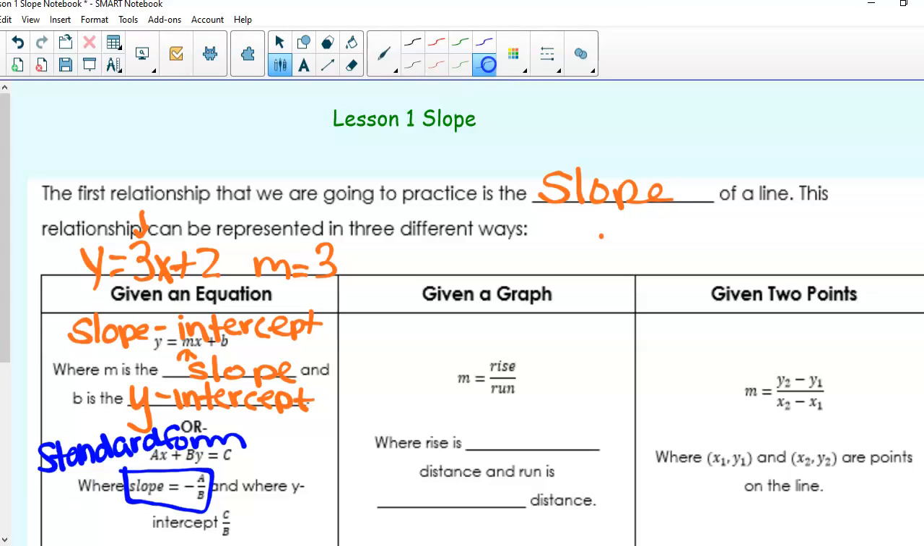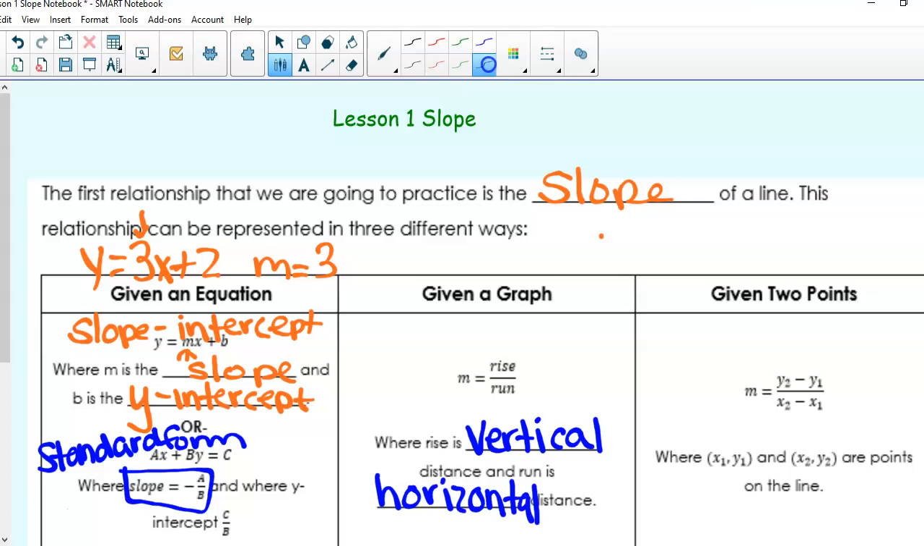If we have a graph, we can count the rise over the run. So we can count the slope by calculating the rise, which is your vertical distance, and the run, which is your horizontal distance.